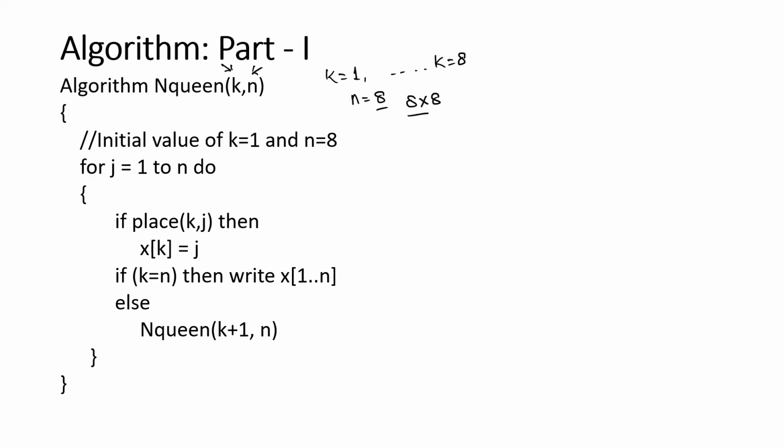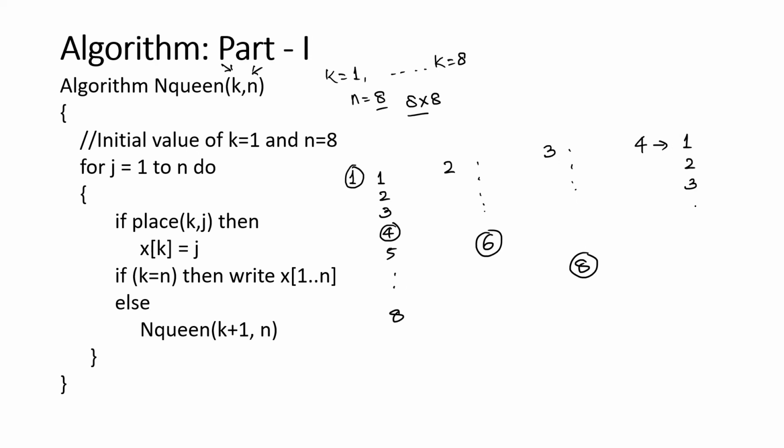So a simple loop is executed here for j equal to 1 to n, because we want to check whether the first queen can be placed in column 1, column 2, column 3, column 4, column 5, up to column 8. So assuming that queen 1 is placed in column 4, queen 2 is placed in column 6, and queen 3 is placed in column 8, this is our initial assumption, and we are trying to check whether queen 4 can be placed in column 1, 2, 3, 4, 5, 6, 7, 8.